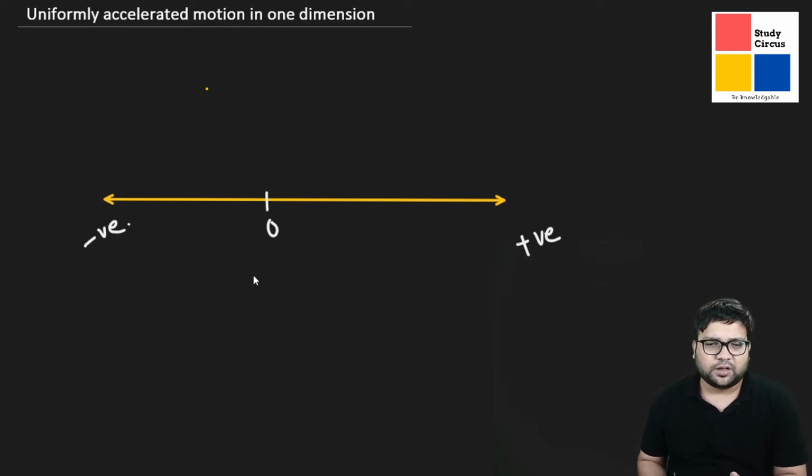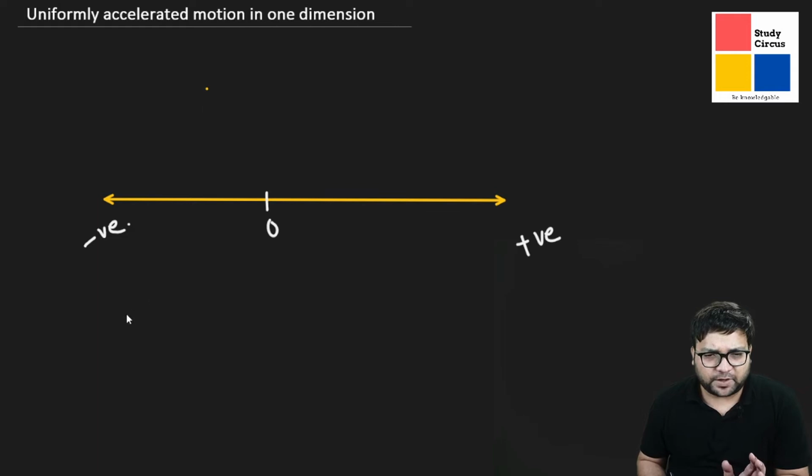If the motion is in the positive direction, that means the velocity is positive. So if I simply say speed, given that the motion is only along the positive direction, the speed, the velocity is positive. Speed is the same as velocity if the direction has been given that it is positive only.